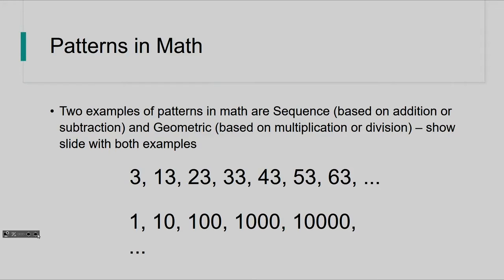So our first one here with 3, 13, 23, 33, we notice that each number is added by 10 to get the next one. So that is an example of sequence. And then in our second example, we see 1, 10, 100, 1,000. So that's being multiplied by 10 every time. So that is an example of a geometric pattern.